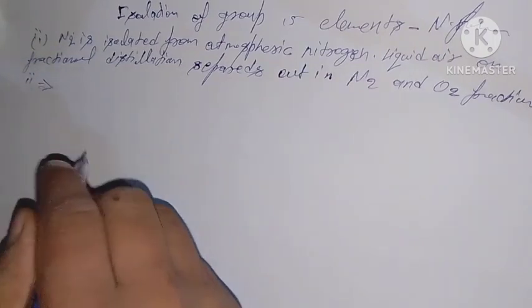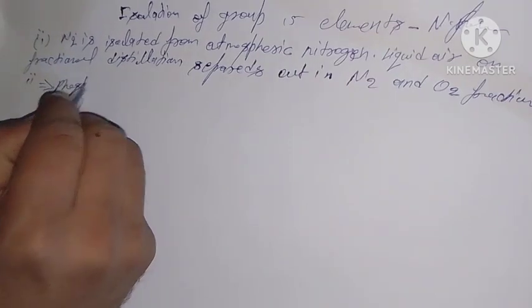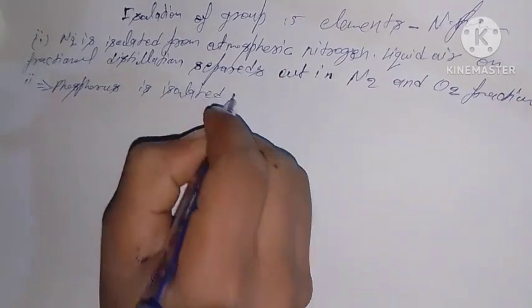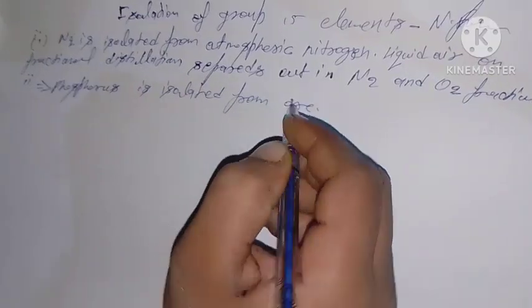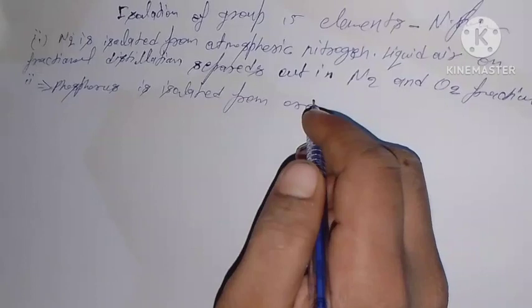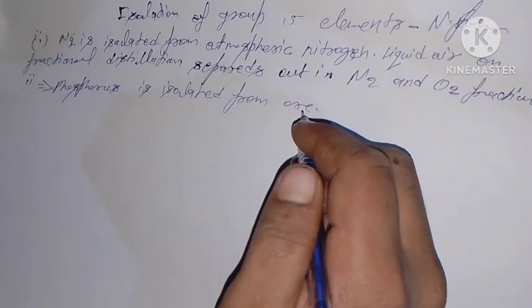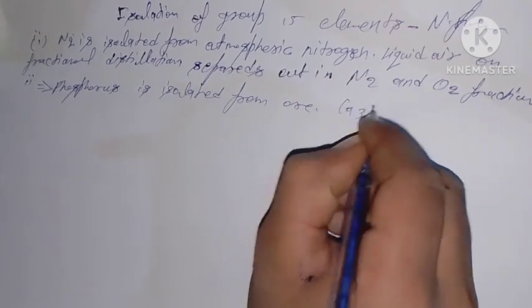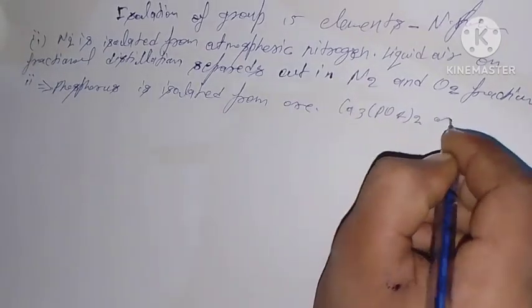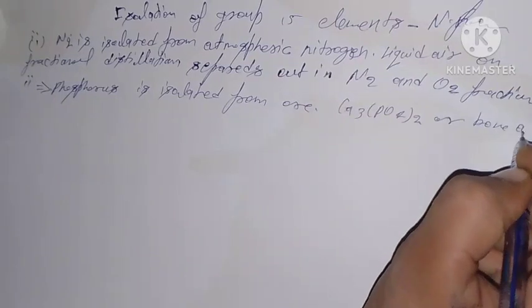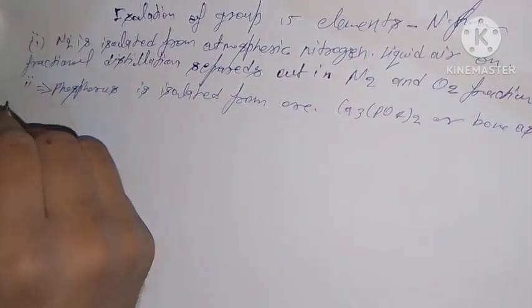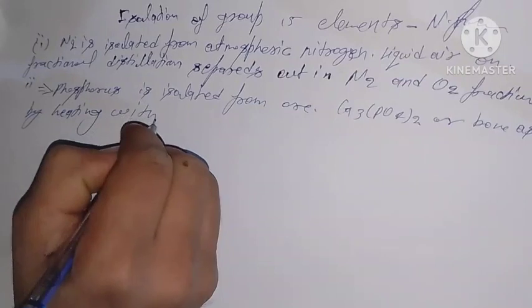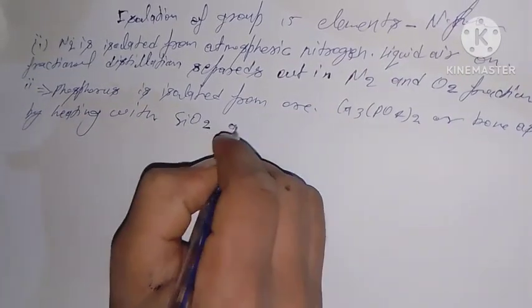Phosphorus is isolated from the ore. Phosphorus is isolated from the ore, Ca3(PO4)2, that is bone ash, by heating with silicon dioxide and coke.